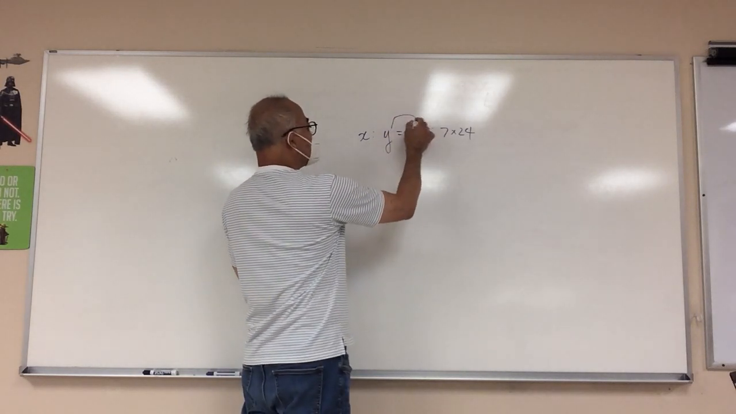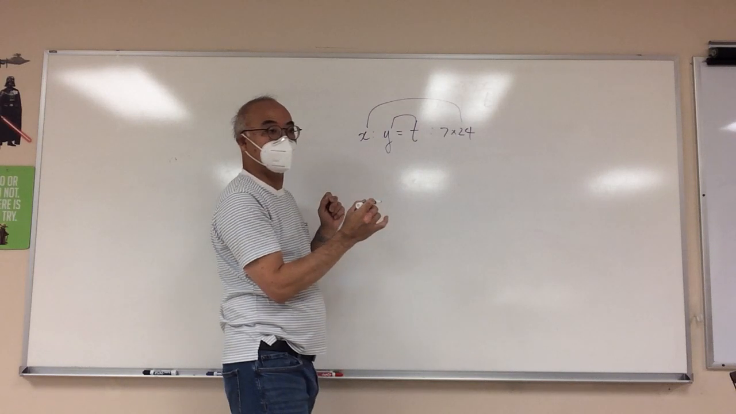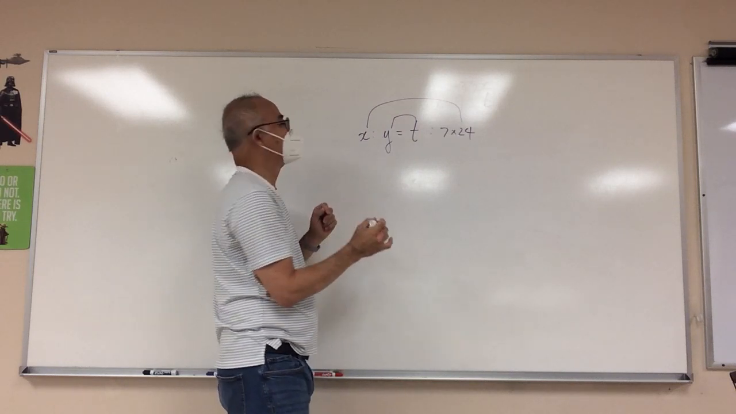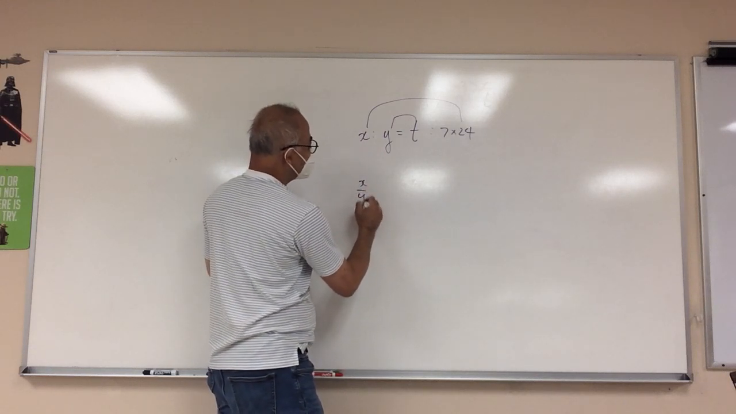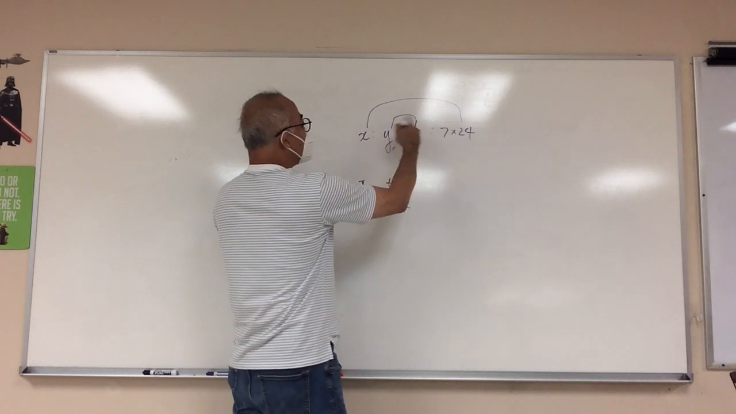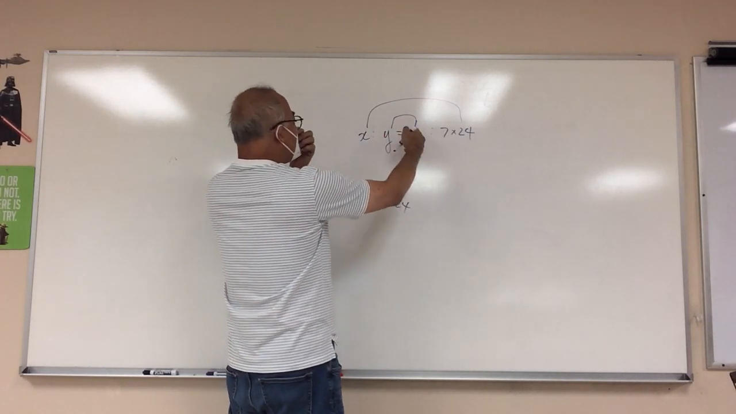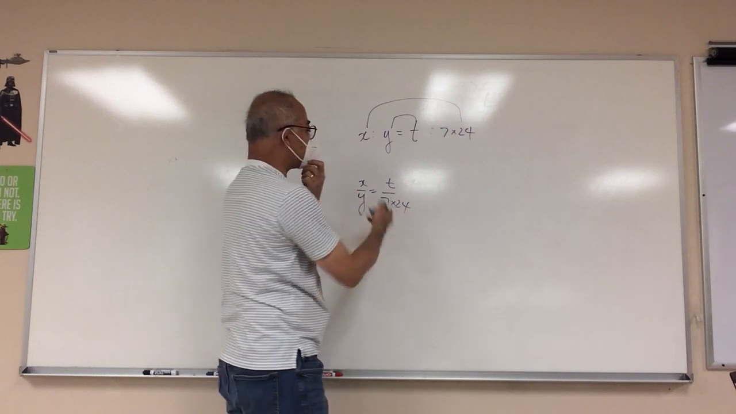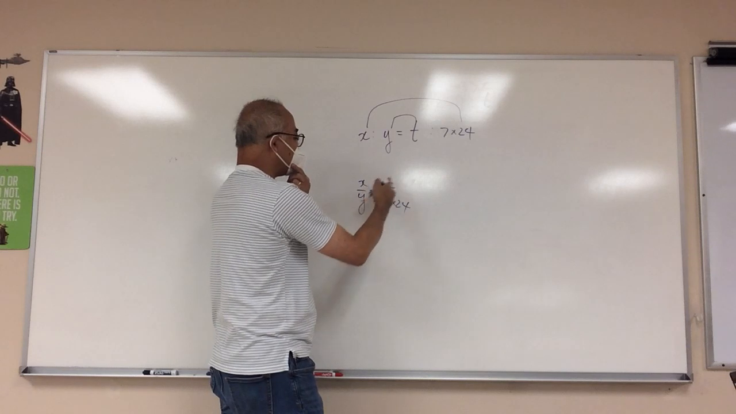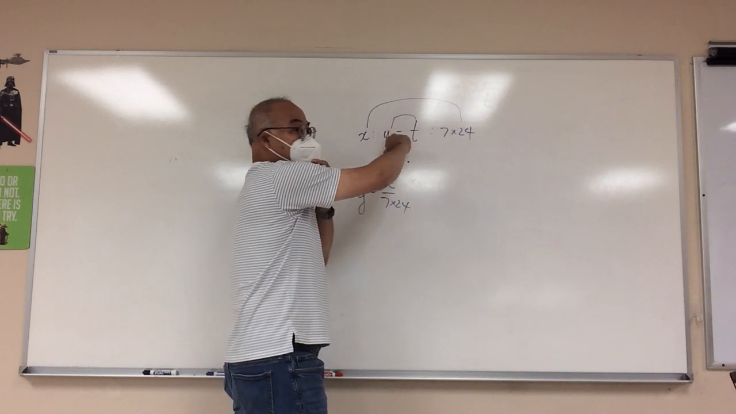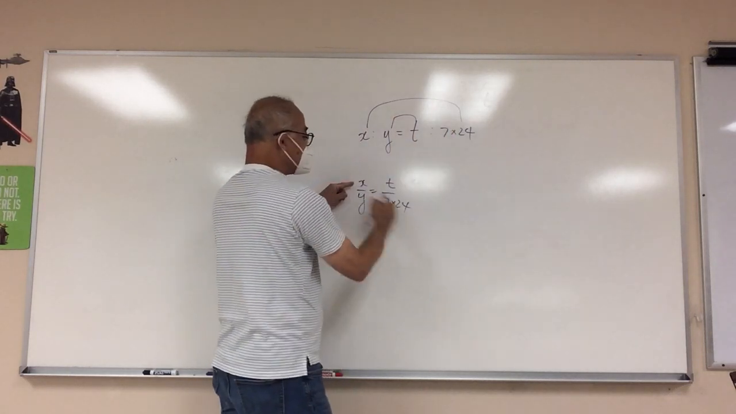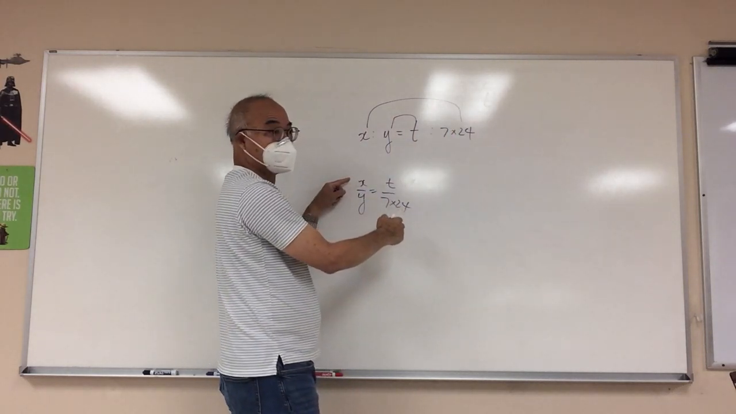You guys learned this, right? This and this is the same, right? You guys haven't learned that? Okay, we'll do it your way. T over 7 times 24. In other words, when I say the inners and the outers are multiplied, they're the same, is basically I'm cross multiplying. So if I cross multiply, I get y times t, the inners, and then this guy. We get it?